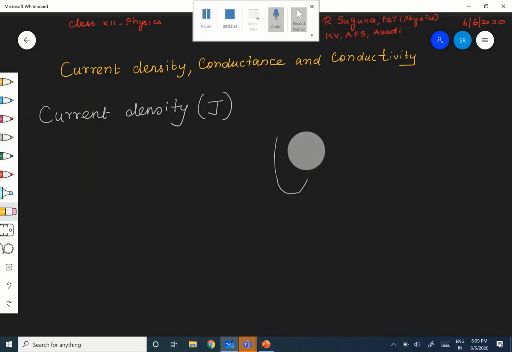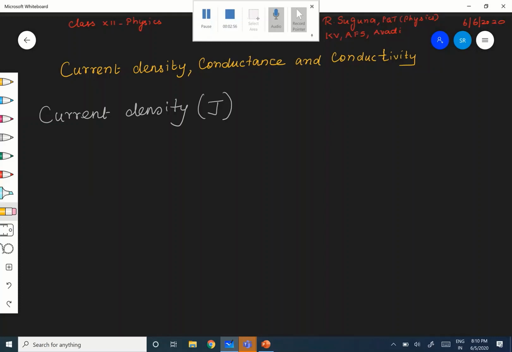Once again I am repeating the definition. Current density at a point in a conductor is defined as the amount of current flowing per unit area of the conductor taken around that point, provided the area is held normal to the flow of current.